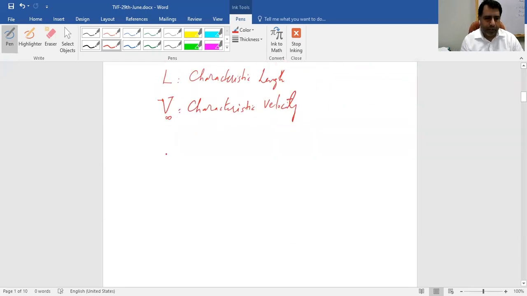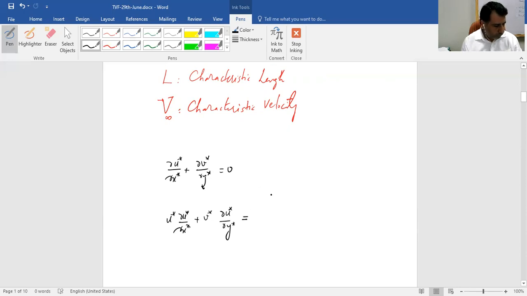And then we have converted these equations into dimensionless form. I will write those equations directly because in the previous lecture we did the detailed calculations. When you non-dimensionalize these equations, what you get is partial u star by partial x star plus partial v star by partial y star equals 0, which is the dimensionless continuity equation, and u star partial u star by partial x star plus v star partial u star by partial y star is equal to minus partial p star by partial x star plus mu by rho L V infinity times the Laplacian of u, but with star signs.